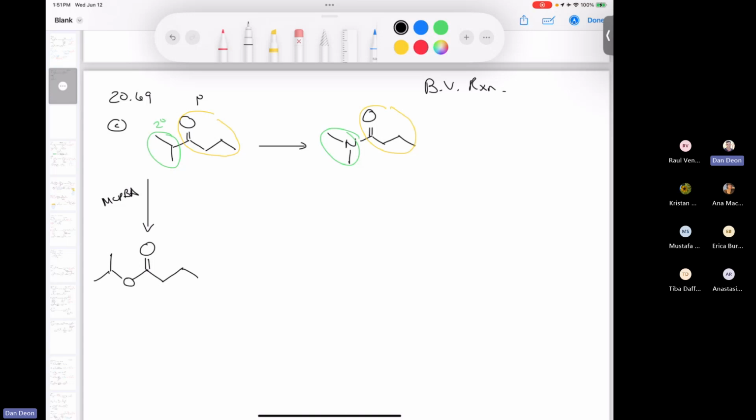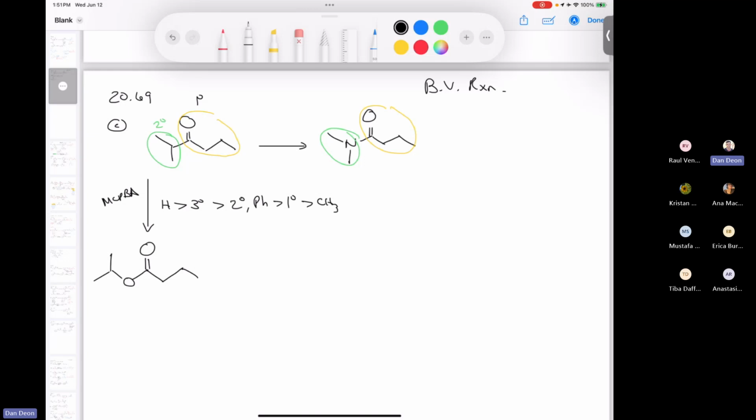Now, if you've forgotten the migratory aptitude, which I'll blame you if you did, it goes hydrogen, then tertiary carbon, then a secondary is tied with a phenyl, and then we have a primary, and then methyl is the bottom of the barrel, like that.